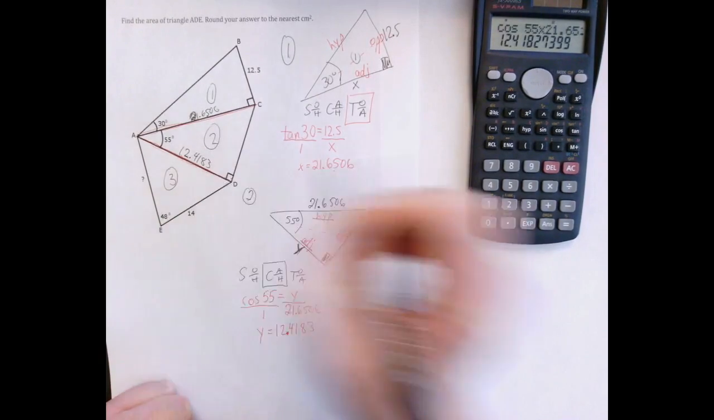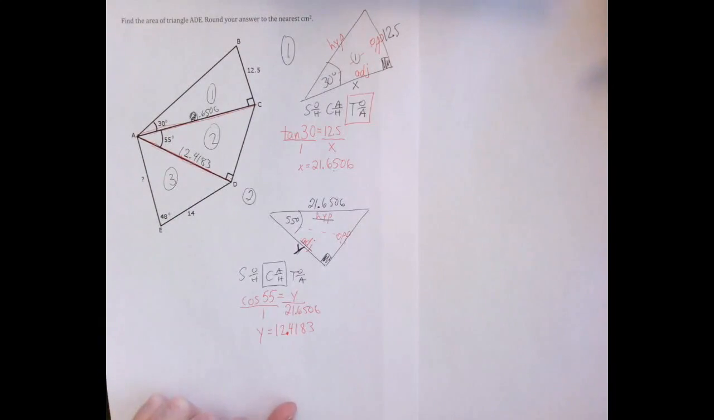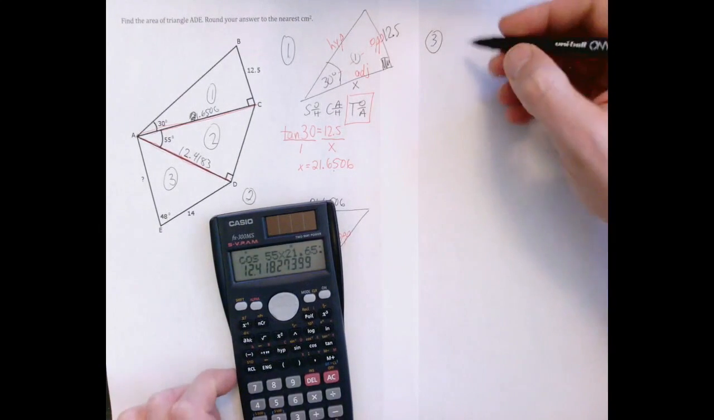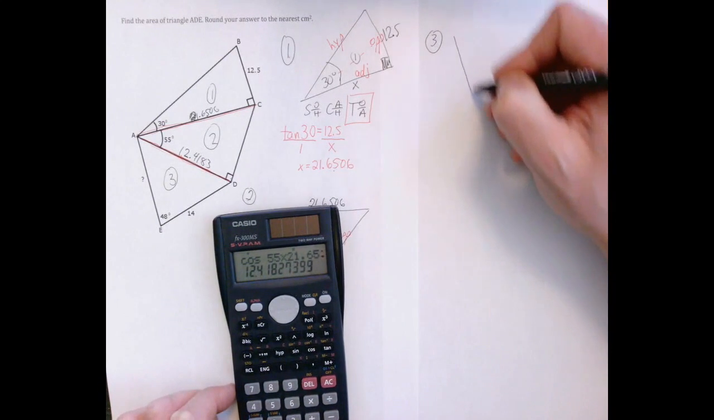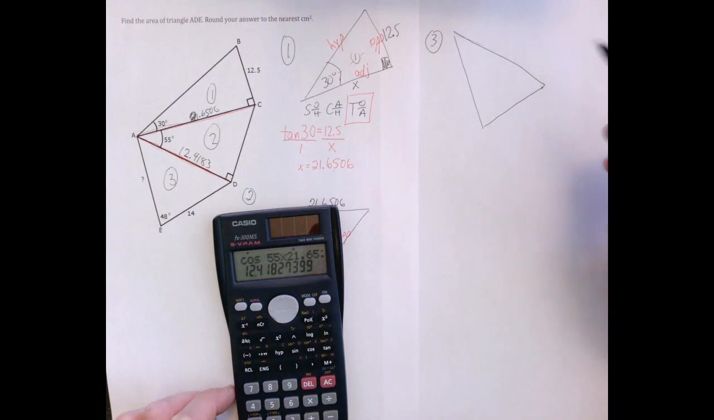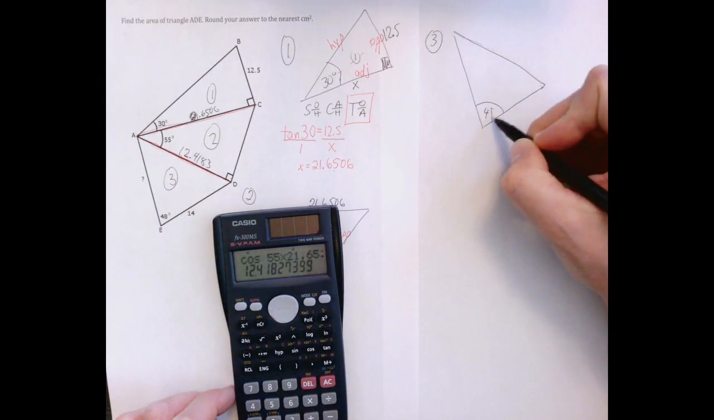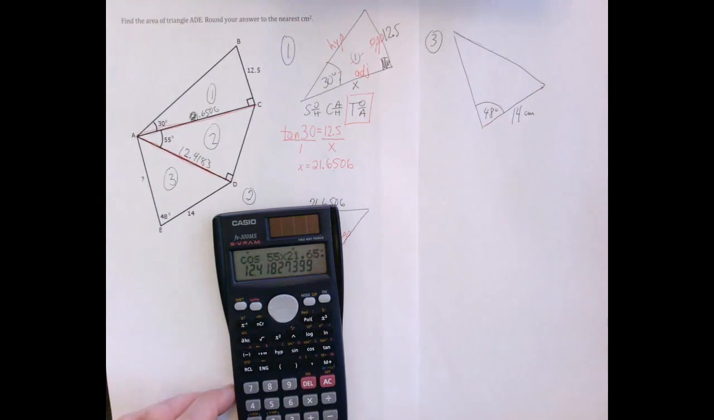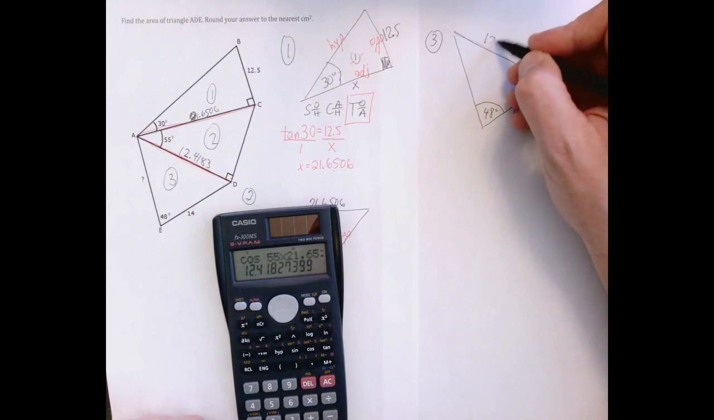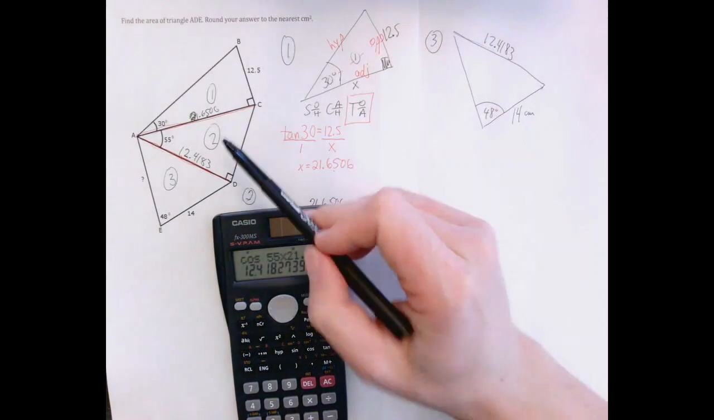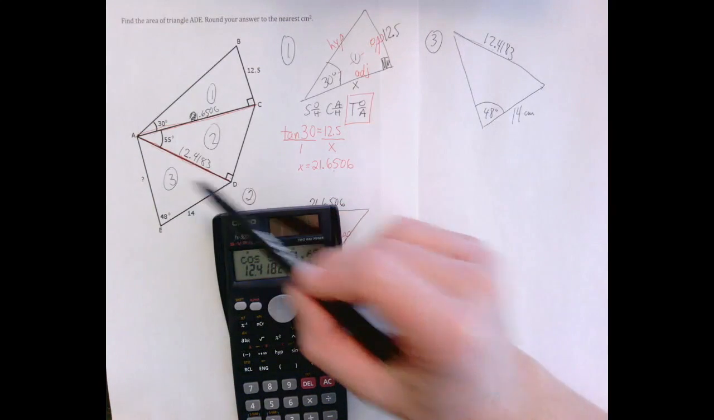And that represents the measurement right here, 12.4183. Now that I'm ready to work in triangle 3, I'm going to redraw it, where I've got some space over here. And that measurement is 48 degrees, that's given. This is 14 centimeters, given in the question. This is 12.4183. That's what I just found. It's the side that's shared between triangle 2 and triangle 3.